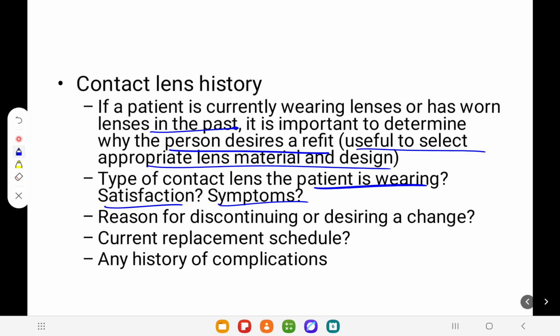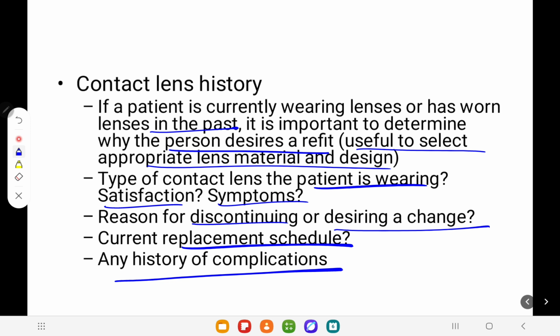Reason for discontinuing or desiring a change. Why they have discontinued or why they have desired to change. It's very important when you ask patients about contact lens history. Definitely you want to know what his or her current replacement schedule is, or is there any history of complications.